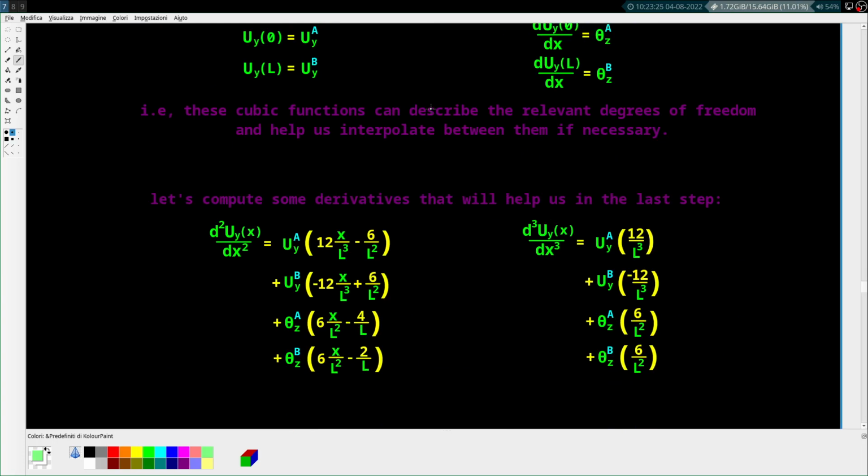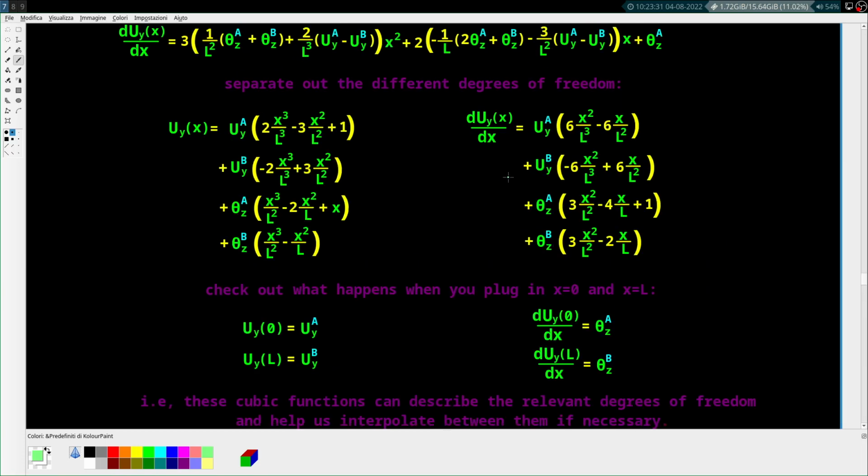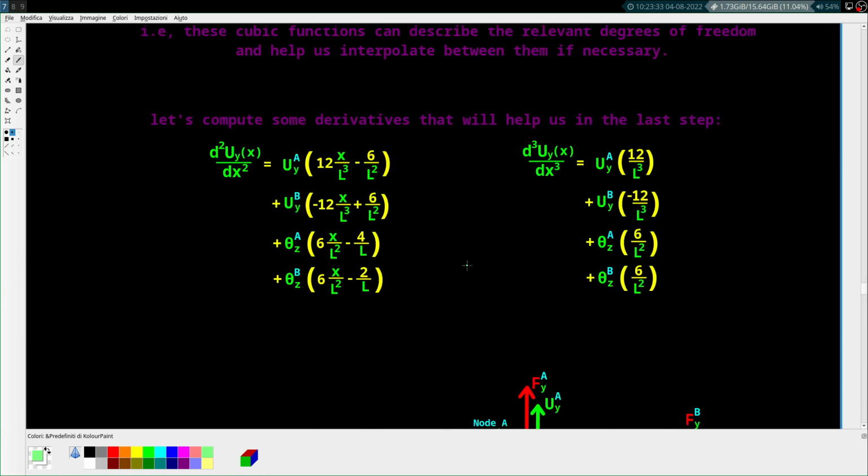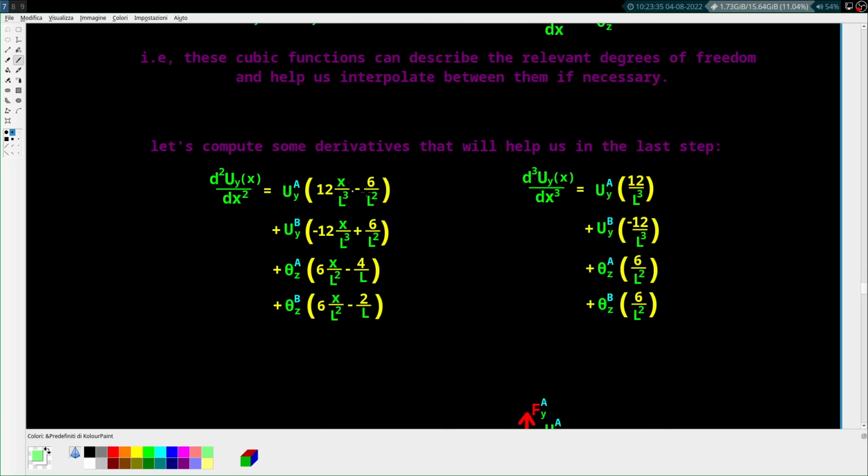Okay, so these cubic functions can help describe the relevant degrees of freedom and help interpolate between them if necessary. Now, I computed these two extra derivatives here. This is like the first derivative, but here are the second and third. We'll need these for later. And you can see actually at the third derivative, everything is constant. And the astute among you will start to see stiffness matrix terms coming out, but we'll get to that in the next minute or so.